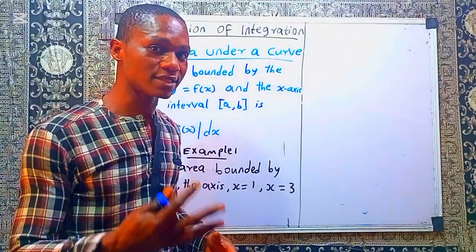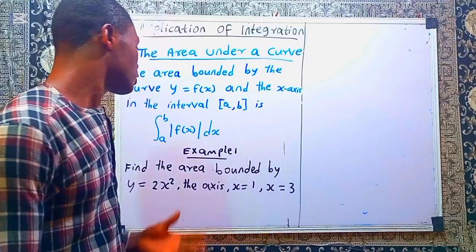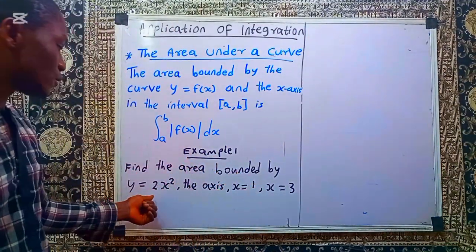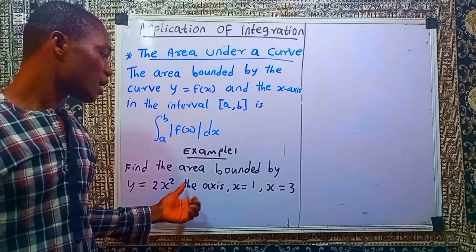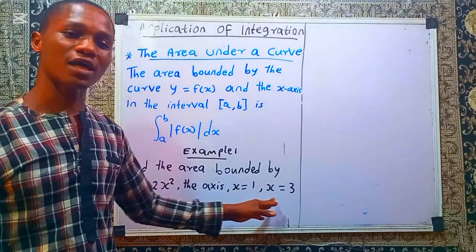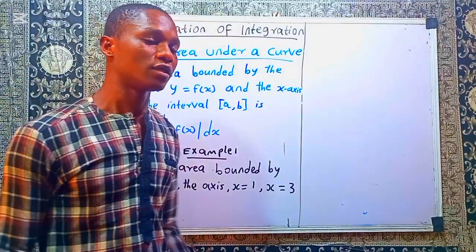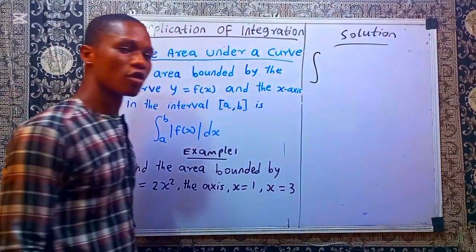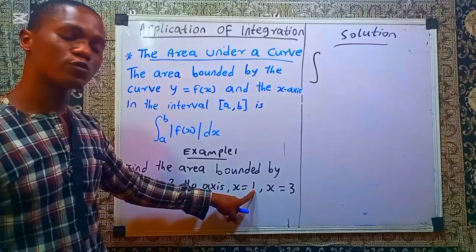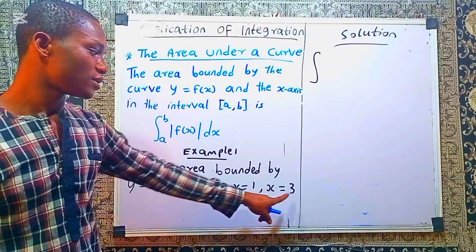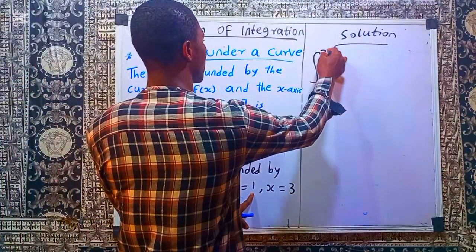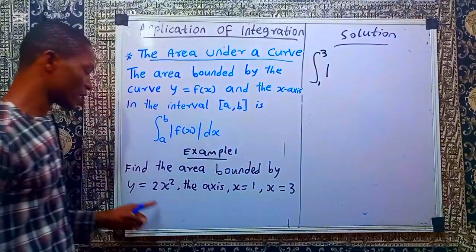Let's consider the example we have on the board here. So we have example 1. They ask us to find the area bounded by y equals 2x squared, and the lines x equals 1 and x equals 3. So we have the integral from a to b. A is the first point of x, and b is the second point of x. That's the integral from 1 to 3 of the absolute value of f of x.